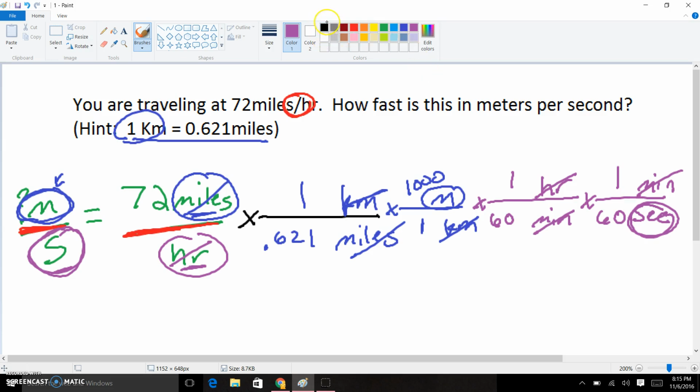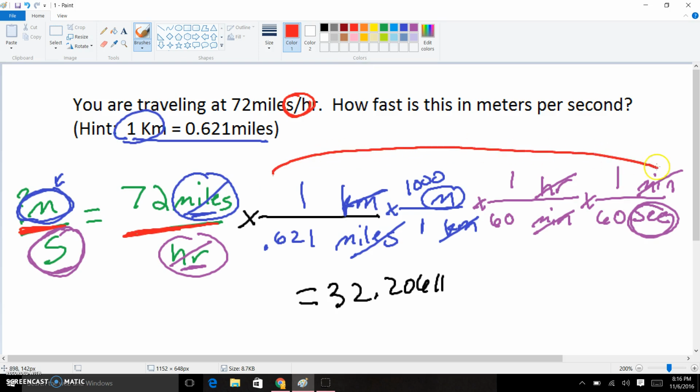So at this point, I've just got to push all the buttons in my calculator. I've got my calculator right here. So I'm going to put in 72, divided by 0.621, hit enter, times 1,000, hit enter, divided by 60, hit enter, divided by 60, hit enter. My calculator spit out 32.20611 something. So now I've got to think about how many sig figs I want.